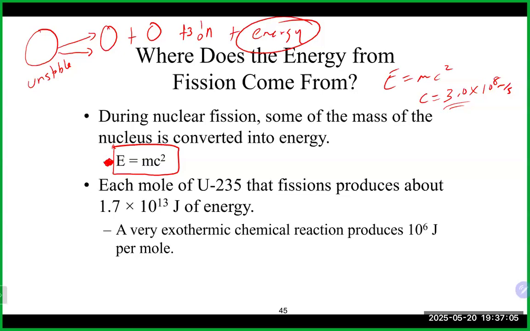Each mole of uranium-235 that goes through fission produces about 1.7 times 10 to the 13 joules of energy. In comparison, a very exothermic chemical reaction generates about 10 to the 6 joules of energy per mole. So this is why it's used in things like nuclear power plants.